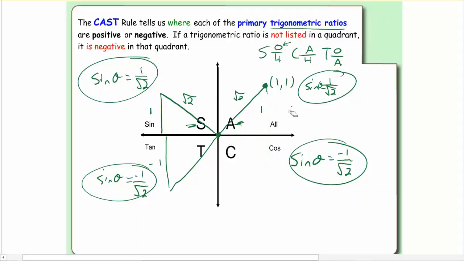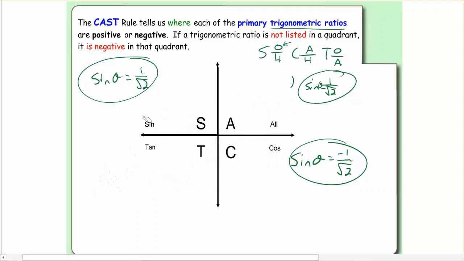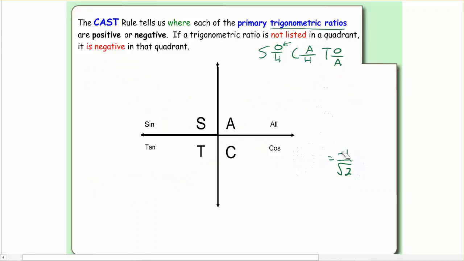So I'm just going to clean that up a bit. Oh, I shouldn't erase that.